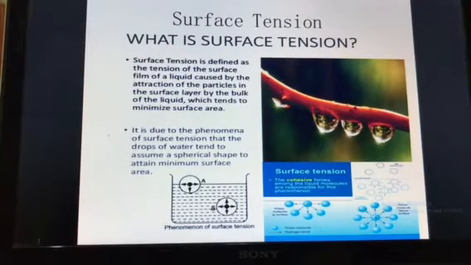It is due to the phenomenon of surface tension that the drop of water tends to assume a spherical shape, to attain the minimum surface area. So why will it attain the spherical shape? Because among all types of shapes, whether we consider the cube, rectangular shape or spherical shape, the spherical shape has the minimum area. That's why a liquid droplet will form a sphere, or your mercury will form a spherical shape.